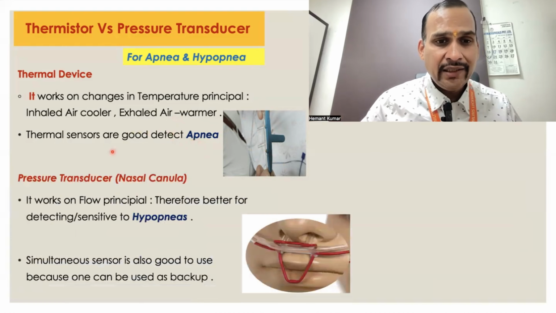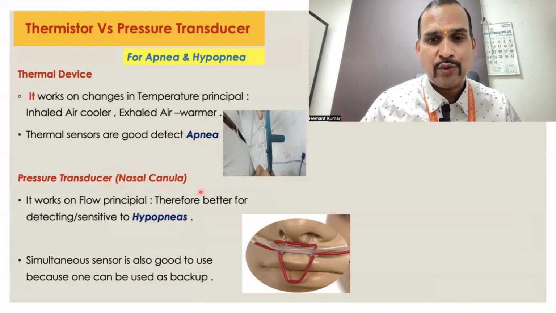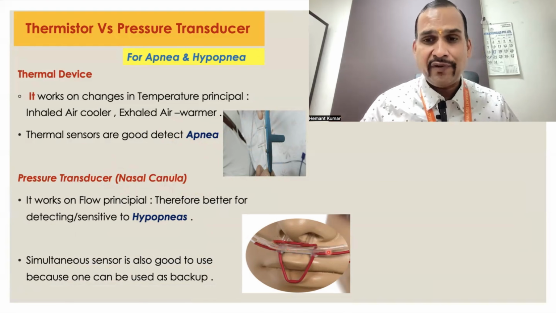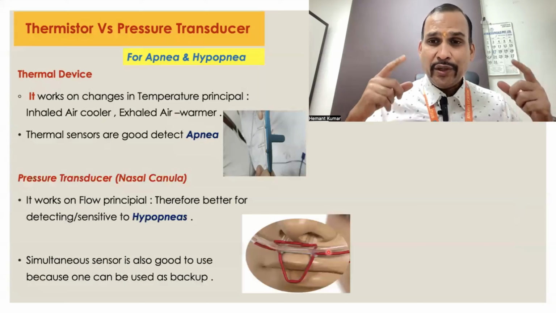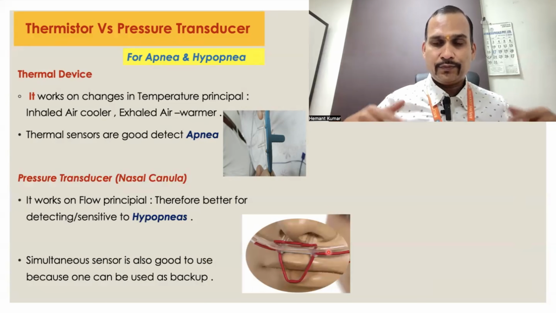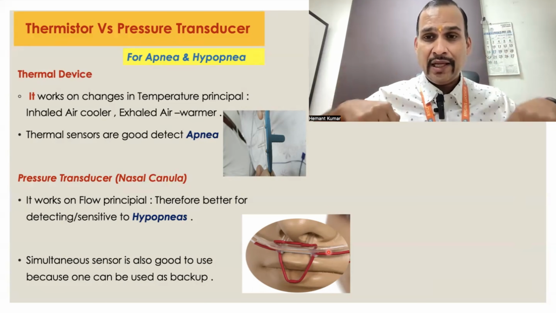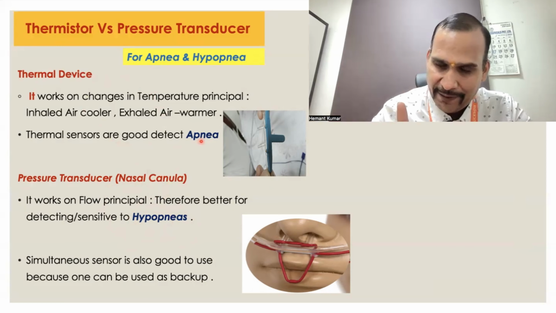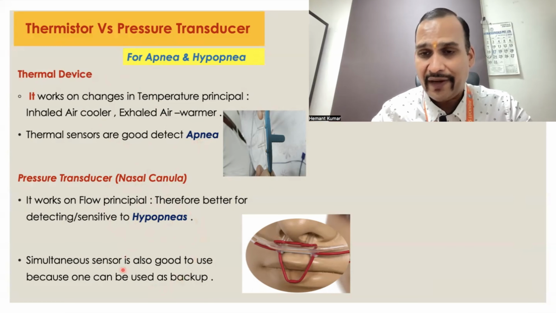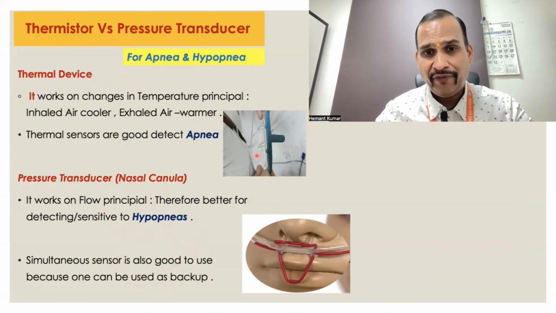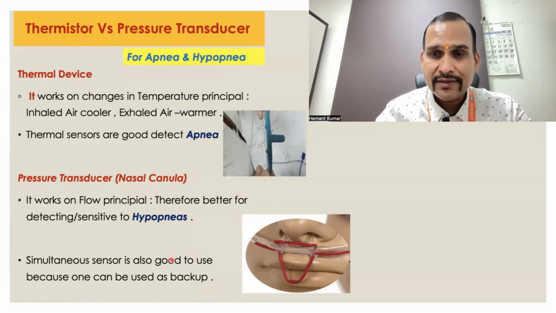Okay. Another is the pressure transducer, also called a nasal cannula. It looks similar to the nasal cannula we give for oxygen therapy. It detects airflow, how much airflow is going in and how much is coming out. So by airflow measurement, it detects hypopneas. The pressure transducer is specific for hypopnea, and the thermal device is specific for apnea. But we use both devices, so if one is non-functional, the other will detect as a backup.